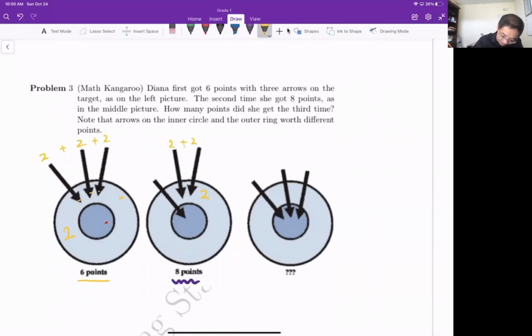But in order to get 8, we know this one should be 4 points, right? Because 4 plus 4 equals 8. All right, so this one is 4 points, and out is 2 points.